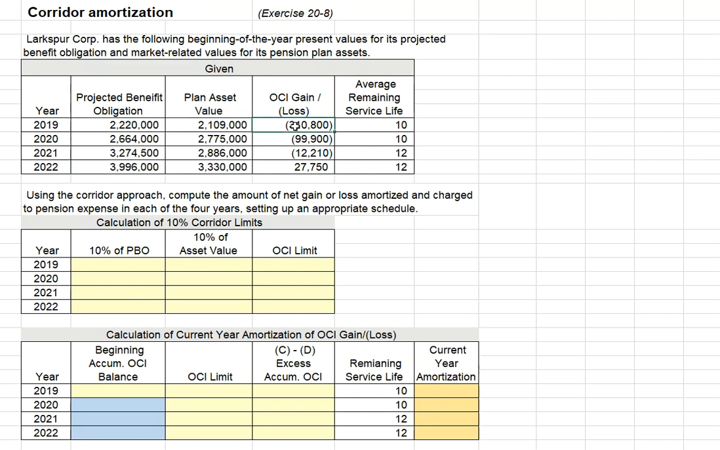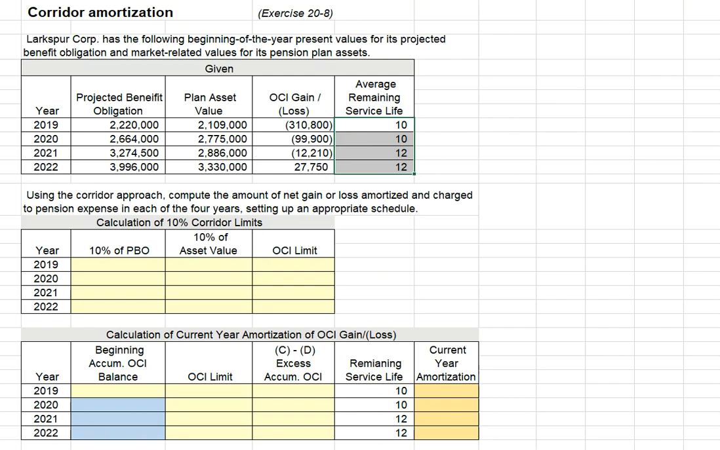We also have the following reported other comprehensive income gains and losses for the year. These aren't accumulated amounts, but these are annual amounts for the years 2019 through 2022. And we have the average remaining service life of the employees. Let's go ahead and calculate our corridor limits.